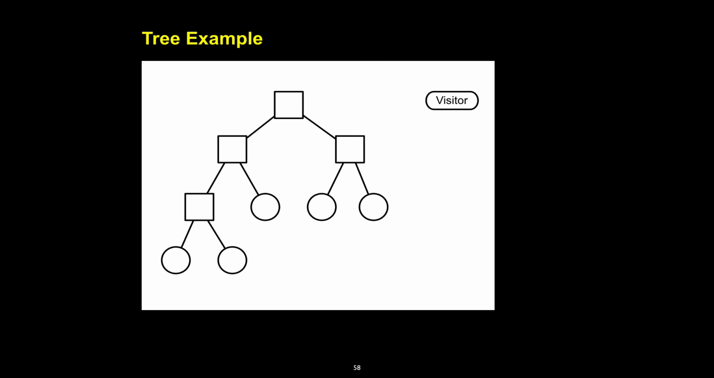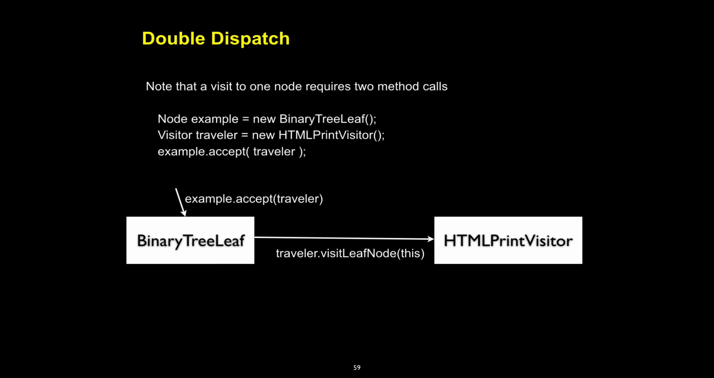Even for printing, the visitor can build up information as it goes along and do output at the end, I think, right? It depends on what it's doing, right? Yeah, and this whole thing, right? We call accept on the leaf, and the leaf says visit me, right? So we're using single dispatch twice to get the effect of double dispatch.